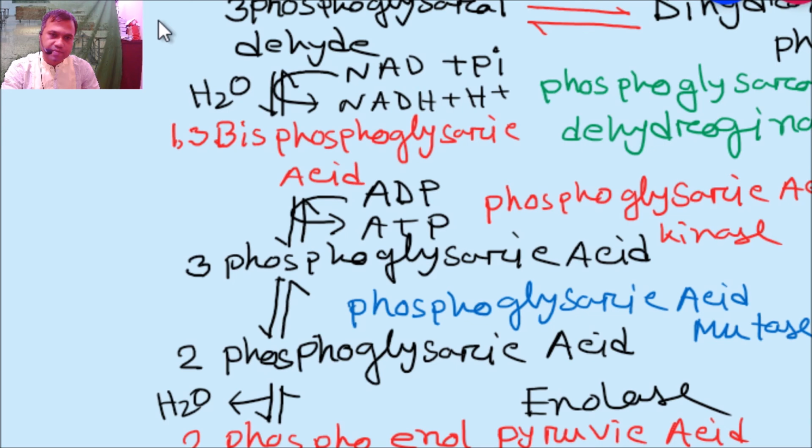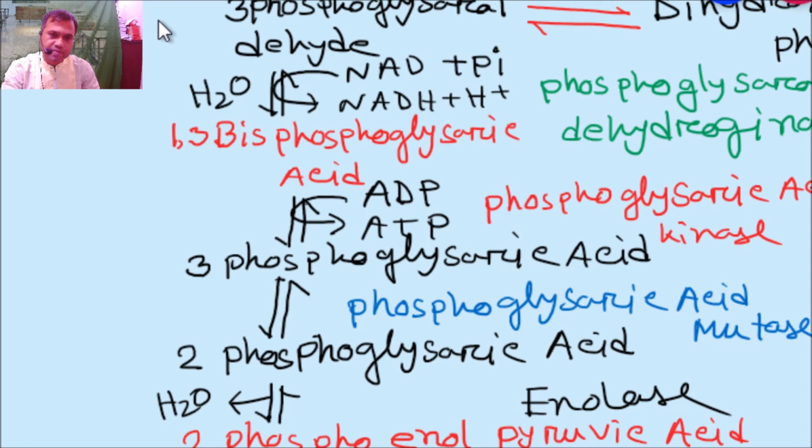The total description will be: in the presence of hexokinase enzyme and magnesium ion, glucose turns into glucose 6-phosphate. In this case, ATP turns into ADP. Reaction number 2, in the presence of phosphoglucoisomerase, glucose 6-phosphate turns into fructose 6-phosphate. In reaction number 3, in the presence of phosphofructokinase and magnesium ion, fructose 6-phosphate turns into fructose 1,6-bisphosphate. In this way, we can easily describe all the reactions.